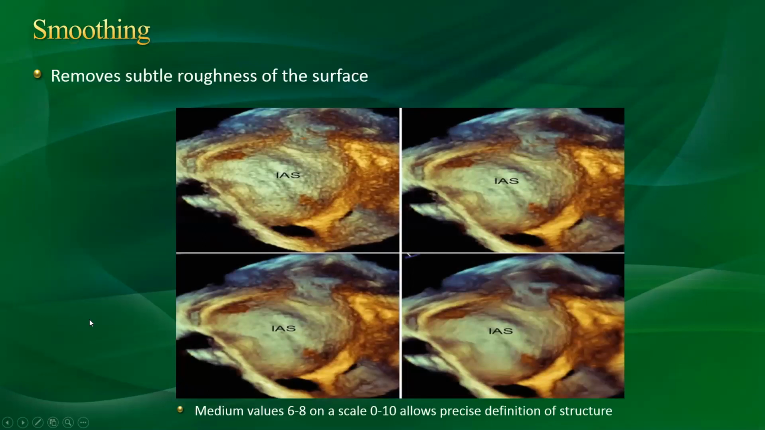Smoothness is very similar to compression, I see it the other way around. It adds some subtle roughness to the structure, here for the atrial septum, for example. In general, we recommend to use a medium value between 6 and 8.